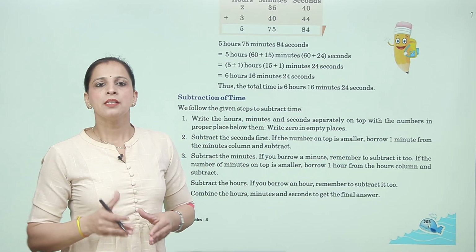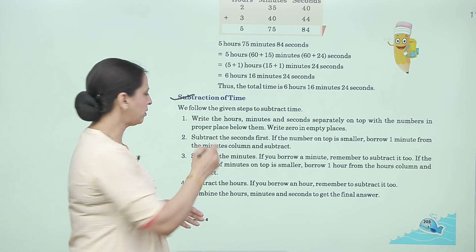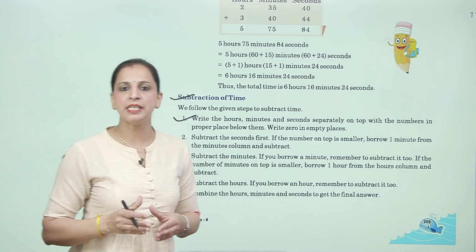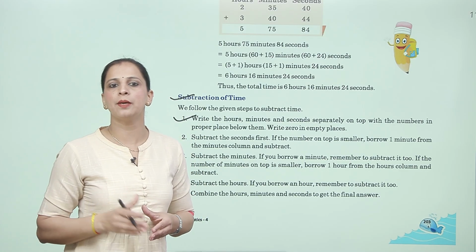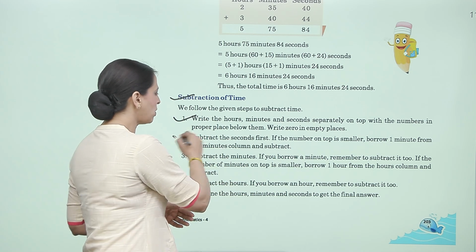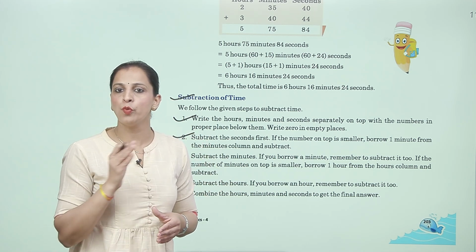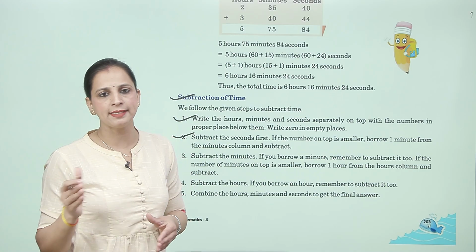Now next is subtraction of time. We follow the given steps to subtract time. First, write the hours, minutes and seconds separately on top with the number in proper places below them. Write 0 in empty places. Next, subtract the seconds first. If the number on top is smaller, borrow 1 minute from the minutes column and subtract.